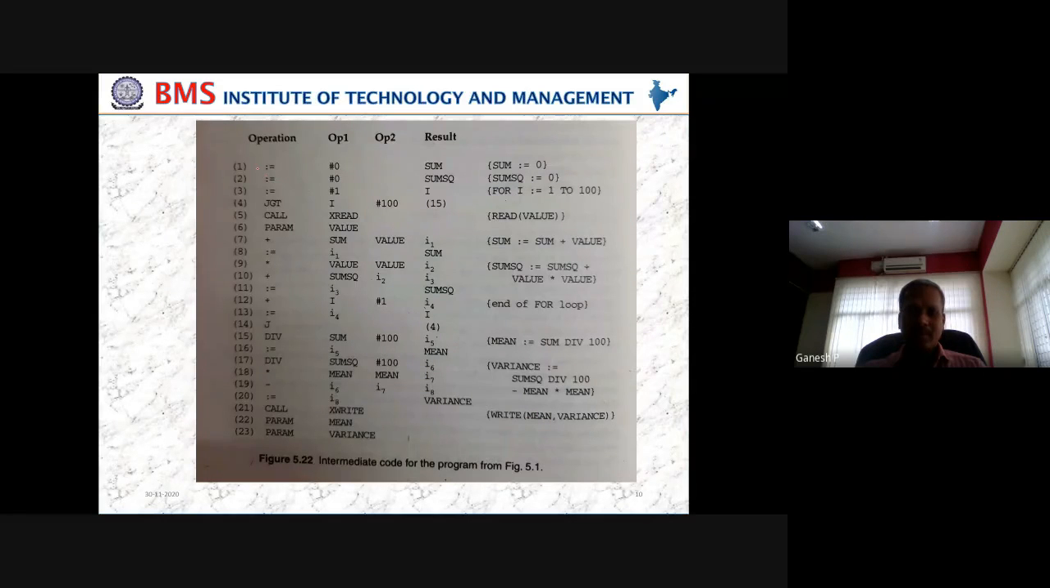If you start from line 1 here, this line is an assignment, assignment, assignment. So I can group all these three into one block because there is no branching here. But when I come to the fourth line, there is a branching, a jump. Next, again there is a call, a value. If you see, until 13 there is no jump here, so I can group them into a block.